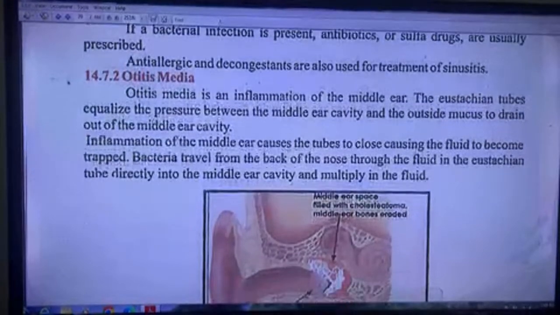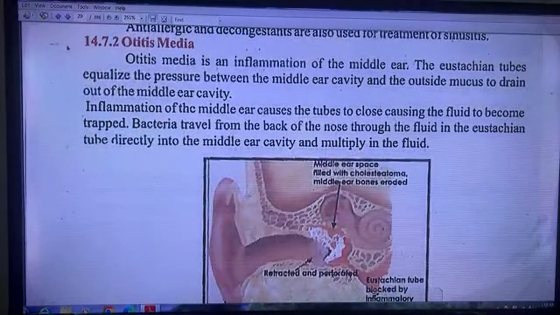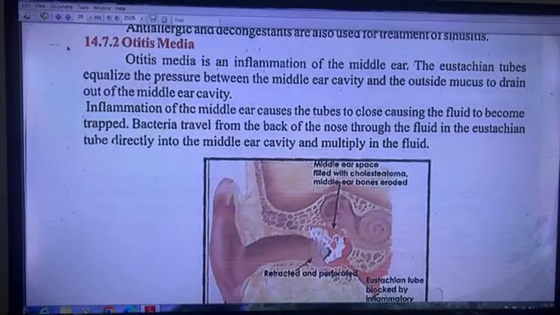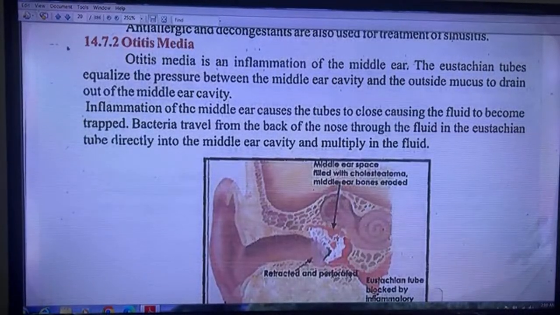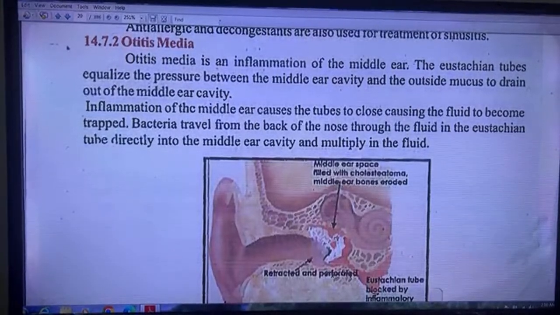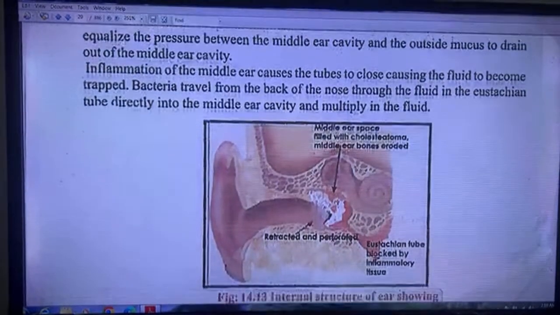Otitis media. Otitis media is an inflammation of the middle ear. The eustachian tubes equalize the pressure between the middle ear cavity and the outside, and allow mucus to drain out of the middle ear cavity. Inflammation of the middle ear causes the tubes to close, causing the fluid to become trapped. Bacteria travel from the back of the nose through the fluid in the eustachian tube directly into the middle ear cavity and multiply in the fluid.